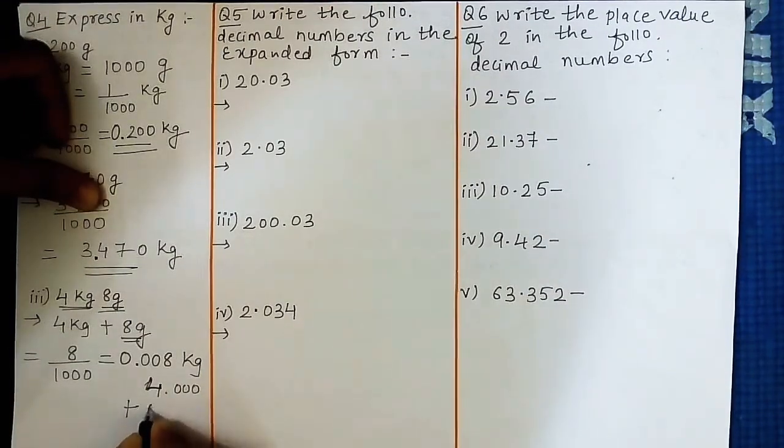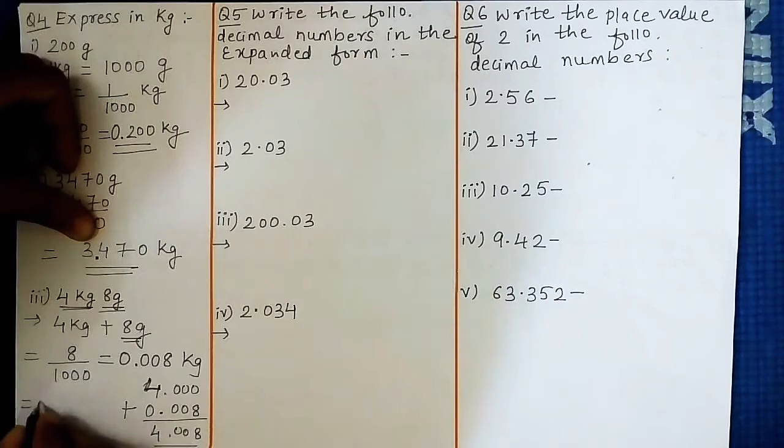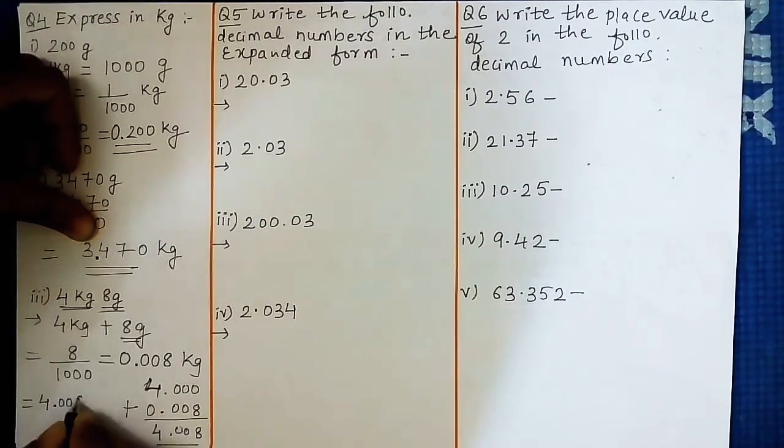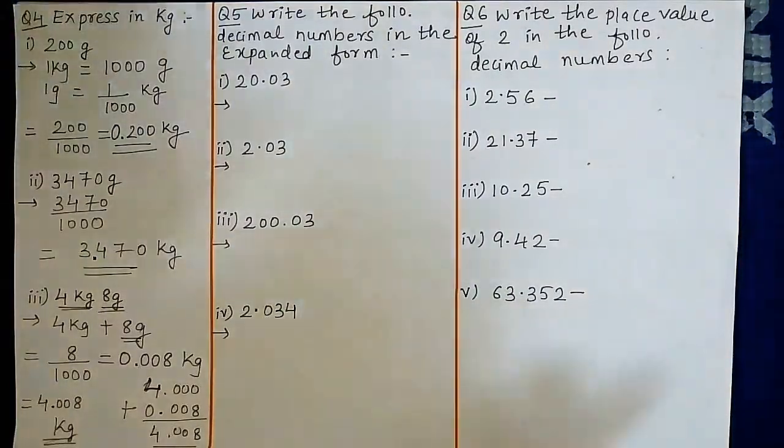And now this 0.008 we will add. So 0 and 8 will be 8. Here 0, 0 and 4 plus 0 will be 4. So this is our answer. So our final answer will be 4.008 kg, kilogram. So this way we will convert gram to kilogram.